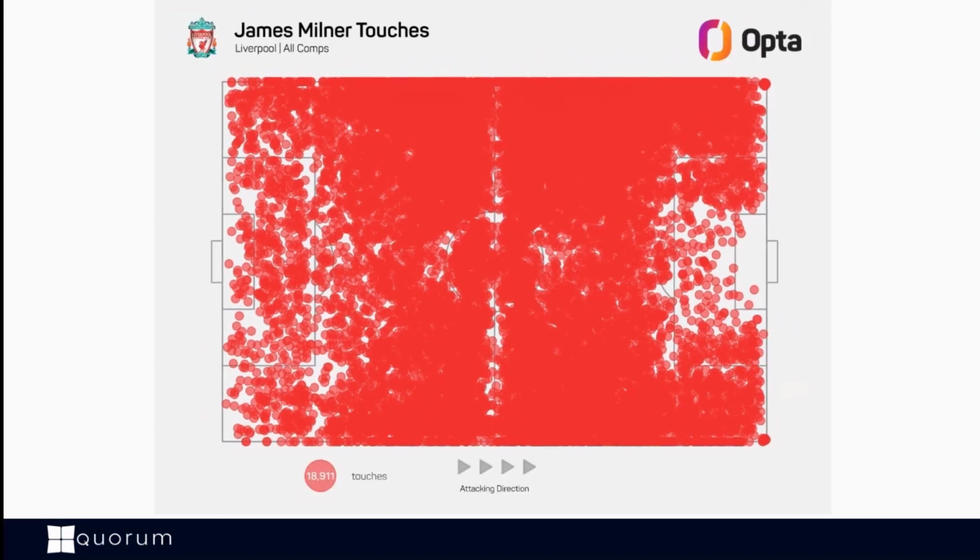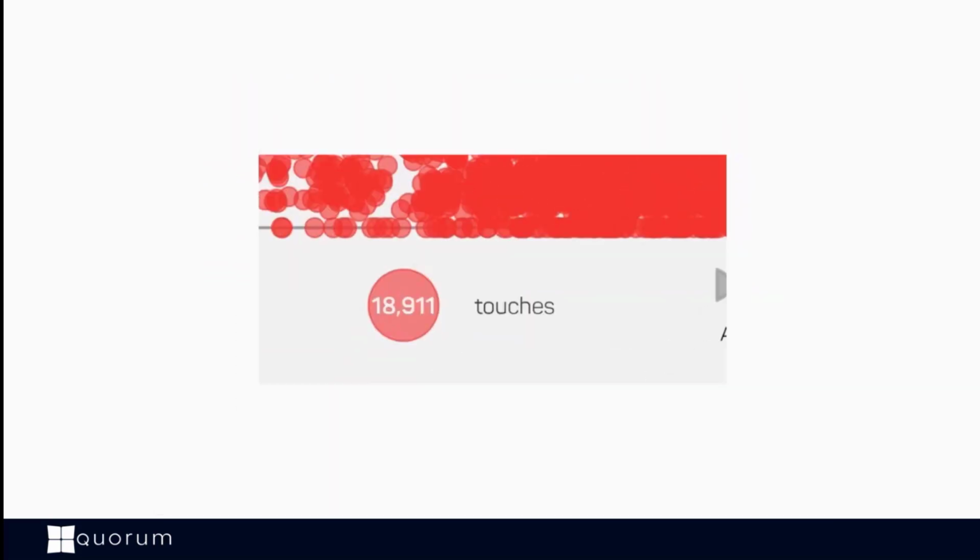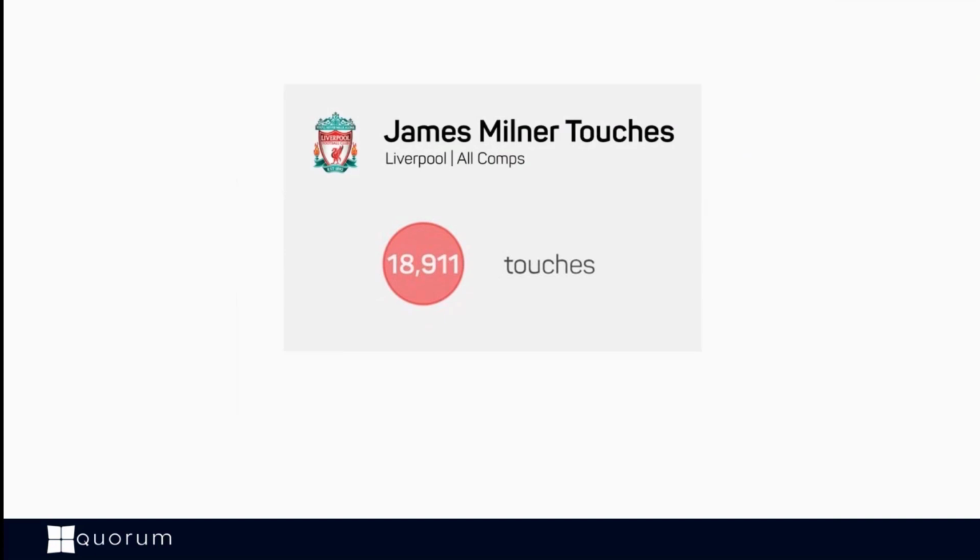This is every single time James Milner has touched a football on the football pitch over the span of 6 or 7 years playing for Liverpool in all competitions. And you look at this and you go, wow, okay, he touched the ball in a lot of different places around the pitch. What we can actually focus on here is the fact that he had 18,911 touches of a football during those competitions. Now, that still means nothing. Because I can say that number to you, you can think it's impressive because it's a high number, but what does that tell me about him as a player? How many chances is he creating? How is he playing with the rest of the team?